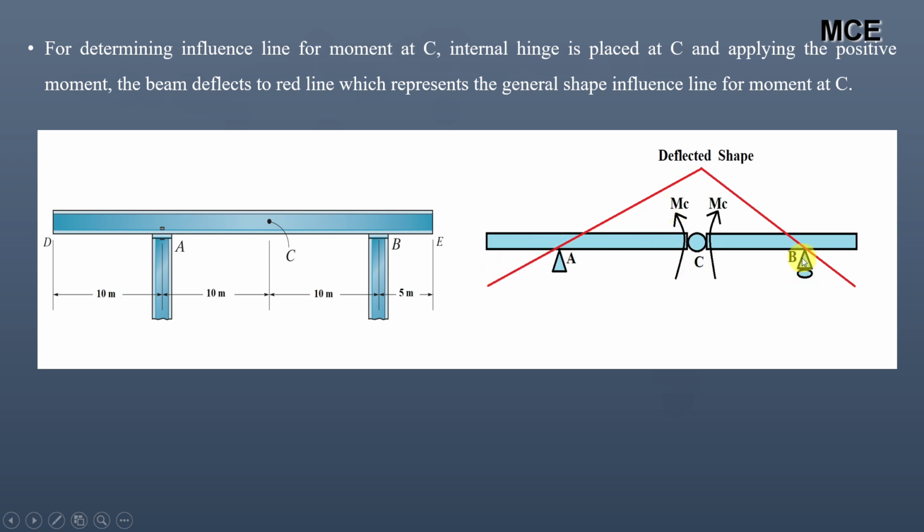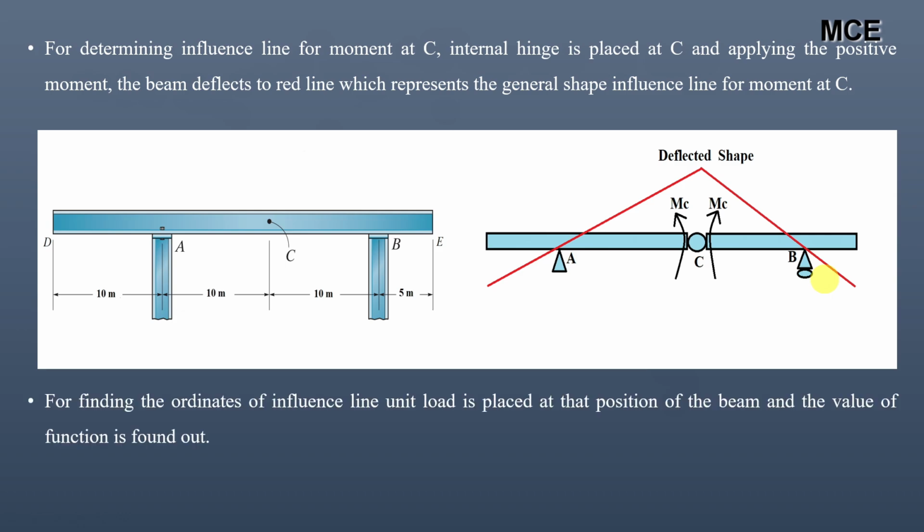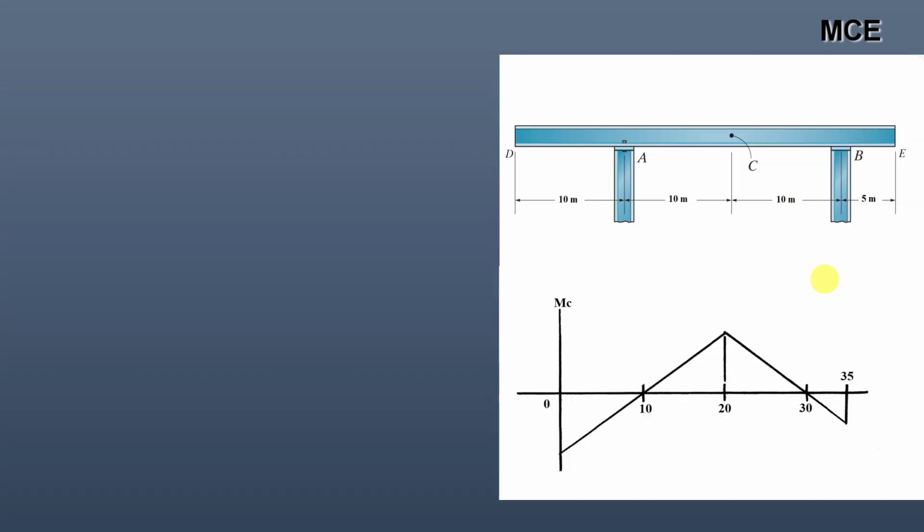Okay, at A and B, ordinates will be 0 because the beam is connected at these points. Okay, we have to find the ordinates at D, C and E. Okay, and to find the ordinates, again we will place the unit load at this position and calculate the value of the function. So this is the general shape for the influence line diagram for moment at C.